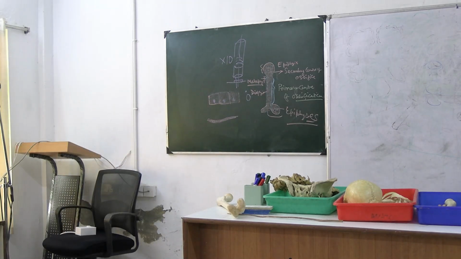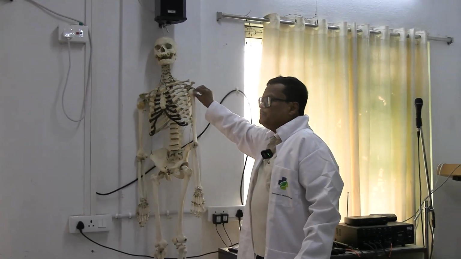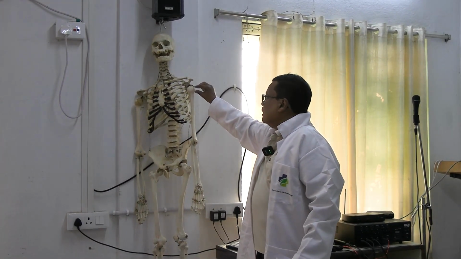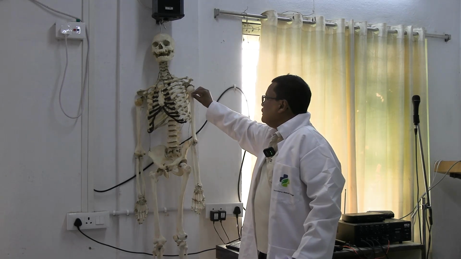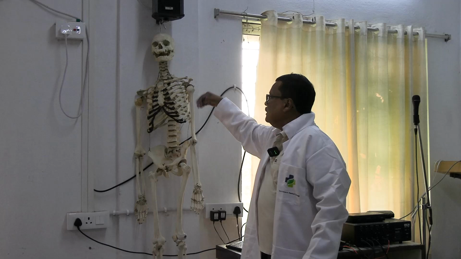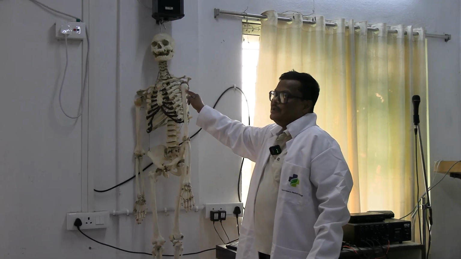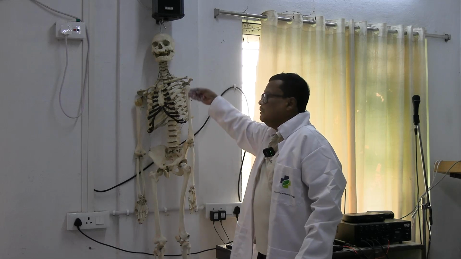So ultimately, up to 15, 16, 17 years, these ends are separated by a rim of cartilage. We call it metaphysis. And when it gets adult, this cartilage is also replaced by bone and becomes a single piece.